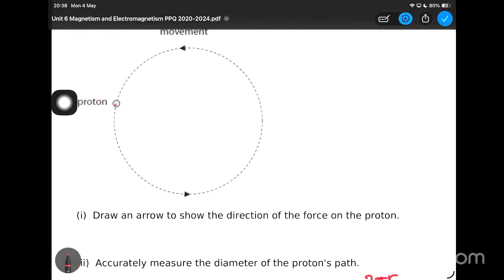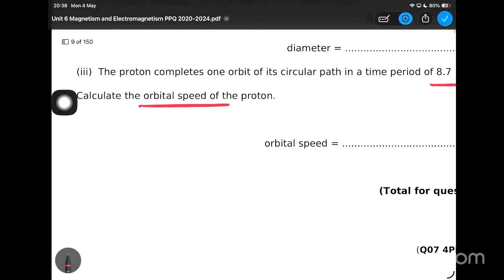Here, this proton is having a speed like this, right? That is generally known as the orbital speed, right? So if we need to calculate the speed, then we use the simple equation: distance over time.